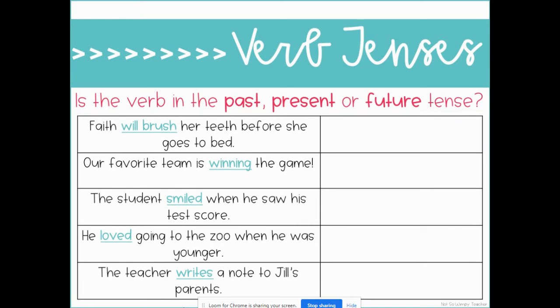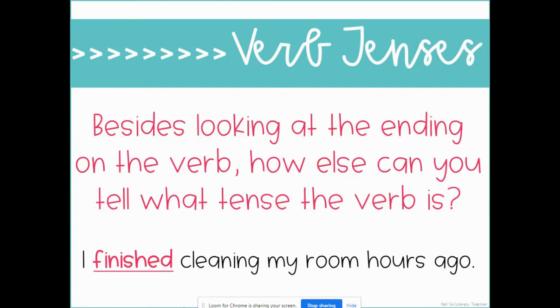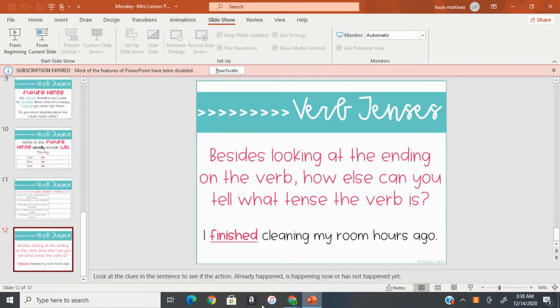The next one. The teacher writes a note to Jill's parents. Writes. Is that happening in the past, the present, or the future? The present, because she is writing the note right now to the parents. Okay? Besides looking at the ending on the verb, how else can you tell what tense the verb is? I finished cleaning my room hours ago.